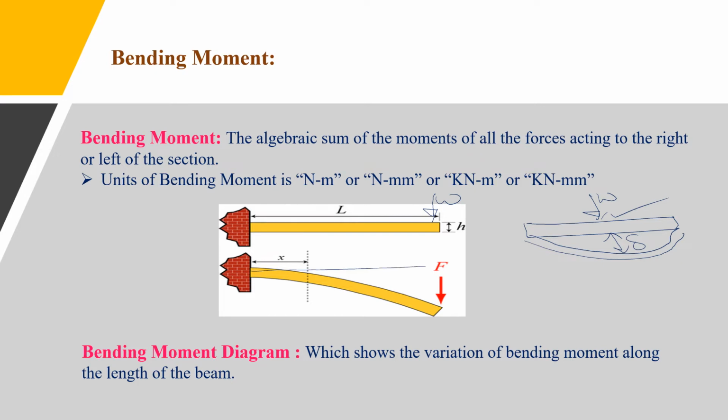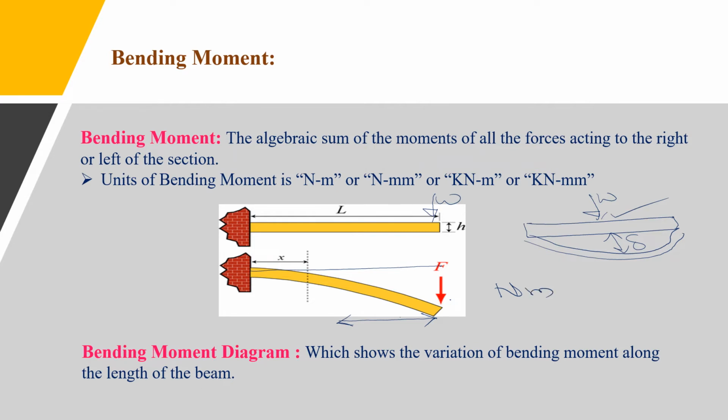This is the vertical beam, but due to some external force, the beam will be bent like this. So bending moment is nothing but the algebraic sum of the moments of the forces acting to the right or left of the section. The bending moment is nothing but force into perpendicular distance. How much force is acting and how much deflection there will be at a distance. That force can be measured in newtons and distance can be measured in meters.